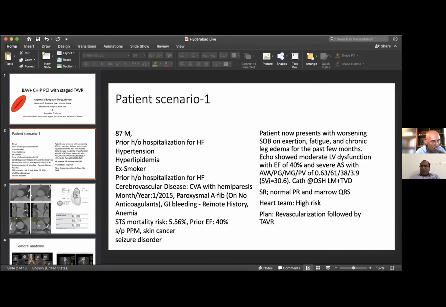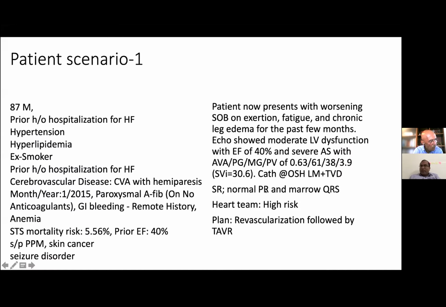He presents with exertional shortness of breath, fatigue, leg edema. Echocardiogram showed severe aortic stenosis with a gradient of 60 peak and 38 mean, with LV function of 40%, a low flow, low gradient aortic stenosis. Stroke volume index was 30. His EKG showed a normal PR interval.